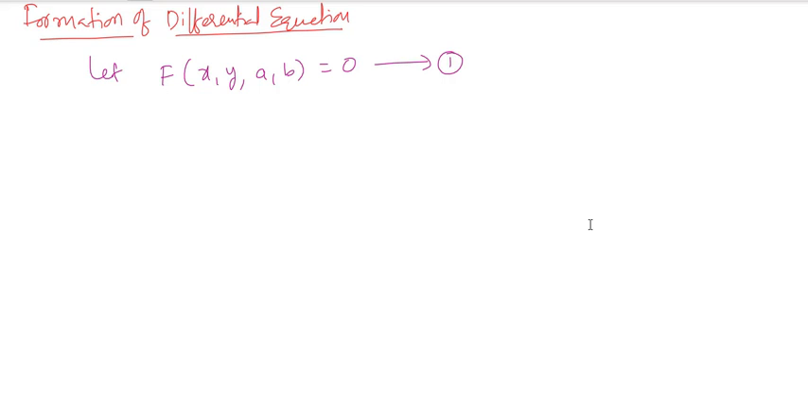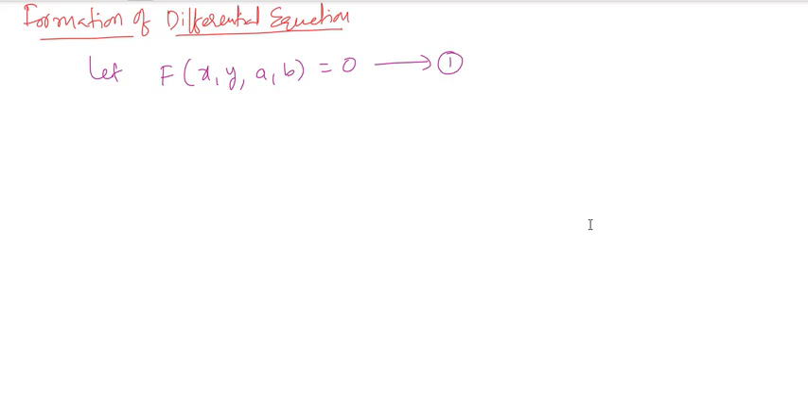There are no constants in the given differential equation. That means you need to eliminate the constants here. Then how will you eliminate those constants, that is a and b? Here you have to go with differentiation. See, here I have two different constants, a and b.